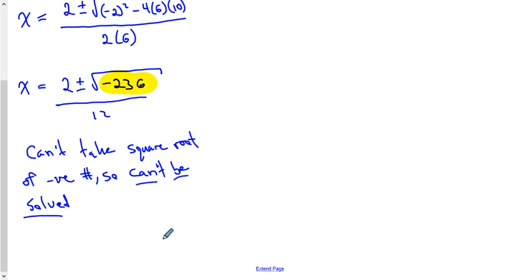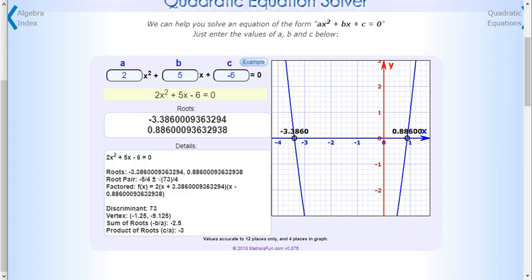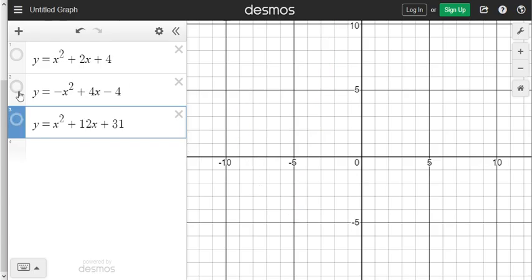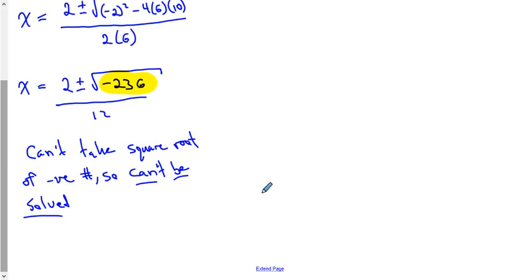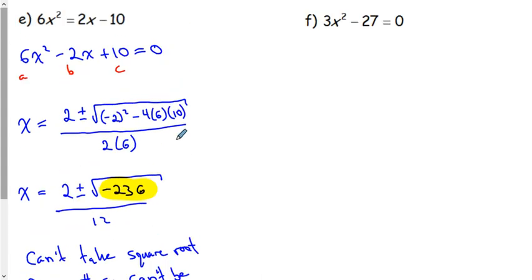So what does this actually mean in terms of like a graph? Well, it means it doesn't cross the x-axis. There's no x-intercepts. We looked at an example of that earlier. I think it was, no, it was this one here. No x-intercepts. So that's an example where it doesn't cross the x-axis, no solutions. Okay. So anytime you get a negative number in here, can't be solved. Now we know that from our discriminant, right? We learned in our previous lesson if your discriminant is negative, then that means there's no solutions. And that's why. You can't actually take the square root of a negative number.